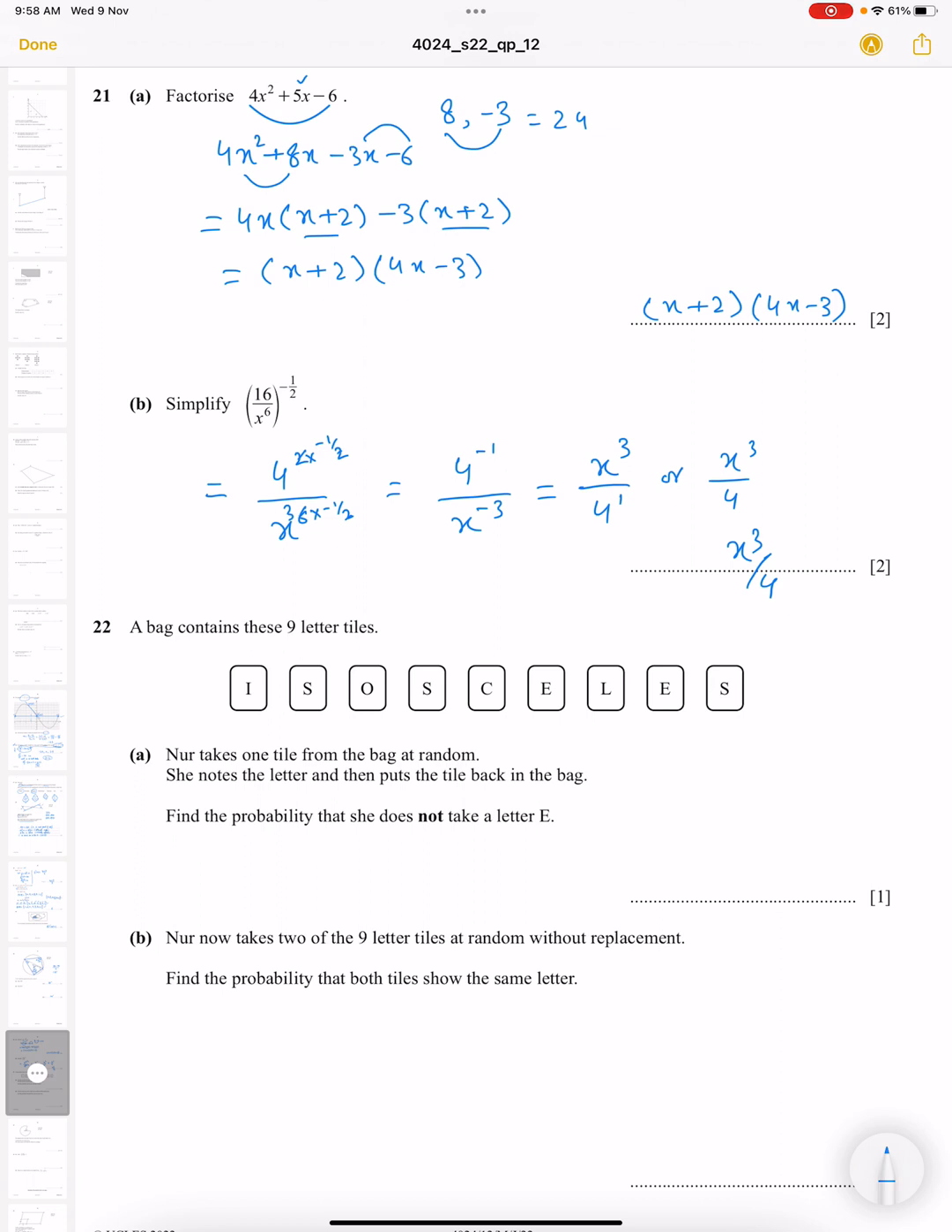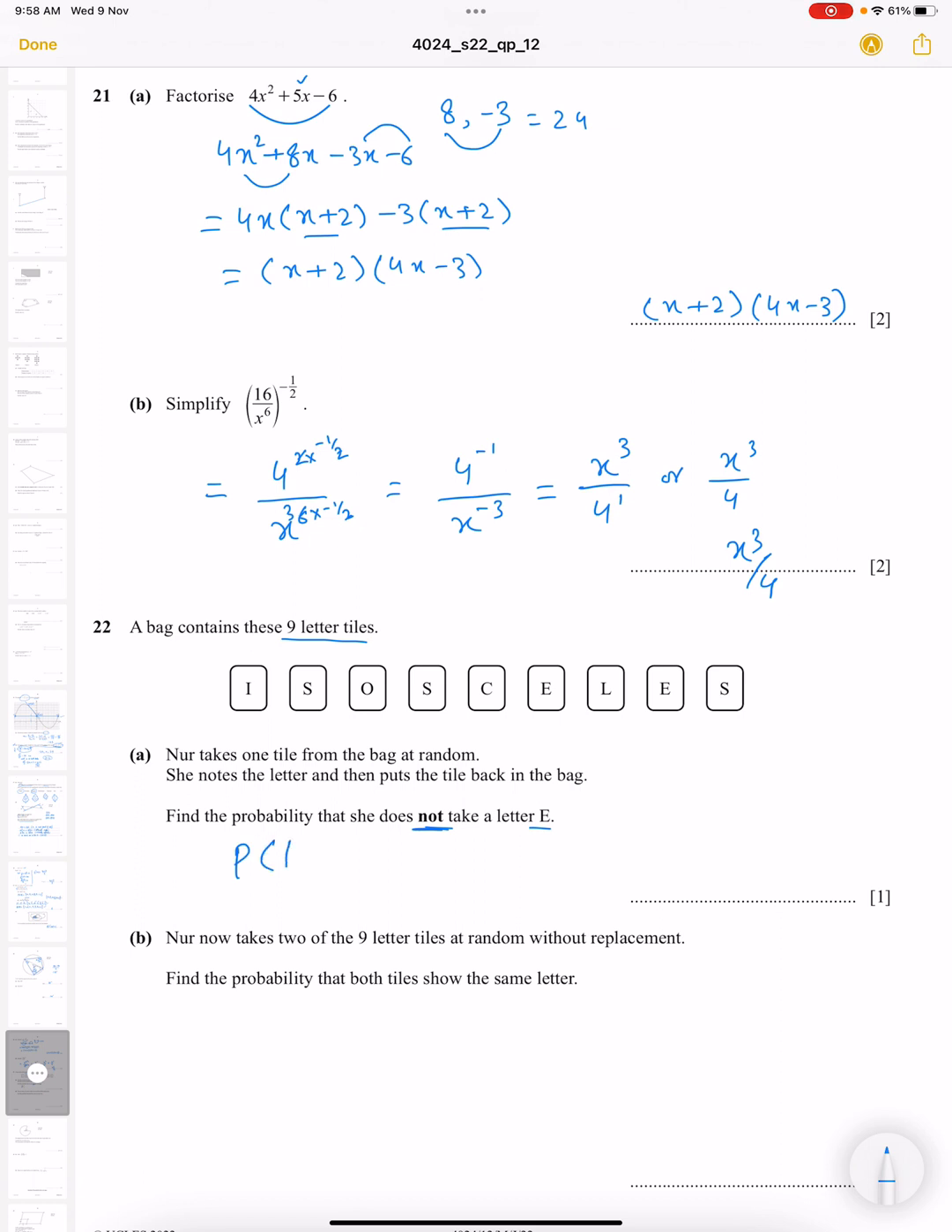The next question of probability. A bag contains these 9 letter tiles. The letters are written on these tiles. Noor takes one tile from the bag at random. She notes the letter and then puts the tile back in the bag. Find the probability that she does not take letter E. So the simple way of doing it is to find the probability of picking letter E and subtract it from 1, that will be the probability of not taking E.